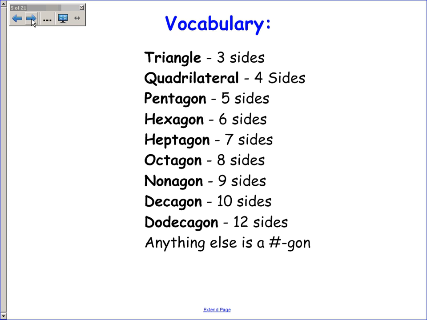That one's pretty well known. A 9-sided polygon is called a nonagon. A 10-sided polygon is called a decagon, and a 12-sided polygon is called a dodecagon. Anything else is that number and then gon. So a polygon with 14 sides is a 14-gon. A polygon with 11 sides is an 11-gon. So you just say the number and then gon.